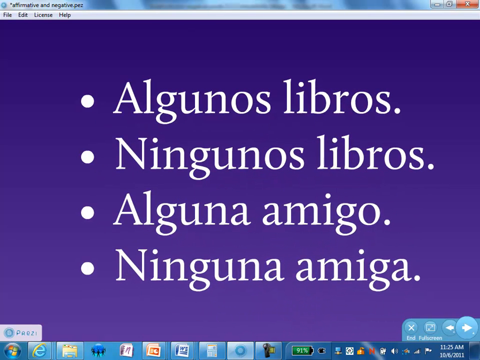When libro becomes plural, it becomes algunos libros and ningunos libros. I made a mistake here, but it shouldn't be alguno amigo, it should be alguna amiga. It's ninguna amiga. These words, alguno, ninguno, alguna, ninguna, they must agree with the noun that they're with.